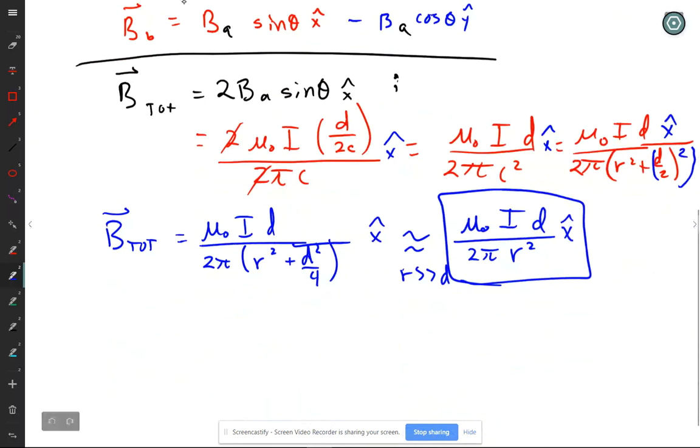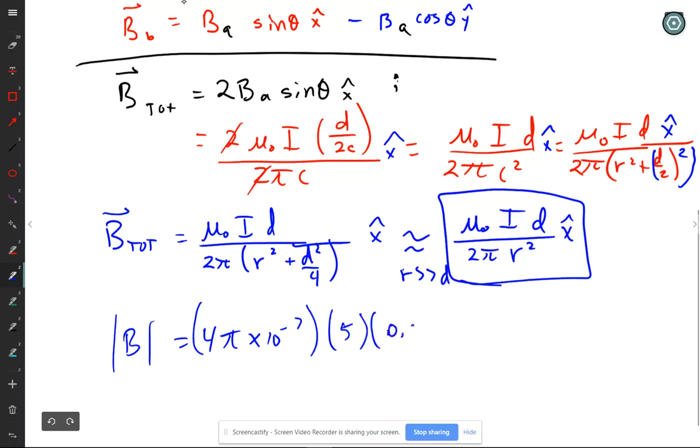So if we put in those numbers, I'm just going to do the magnitude. 4 pi times 10 to the minus 7 is like Tesla. I don't remember its units, I really don't. They're on the next slide. Times my current of 5 amps times the separation of 0.005 meters, divided by 2 pi times 1 meter squared. I should drop all the units because I don't know the unit of my constant.